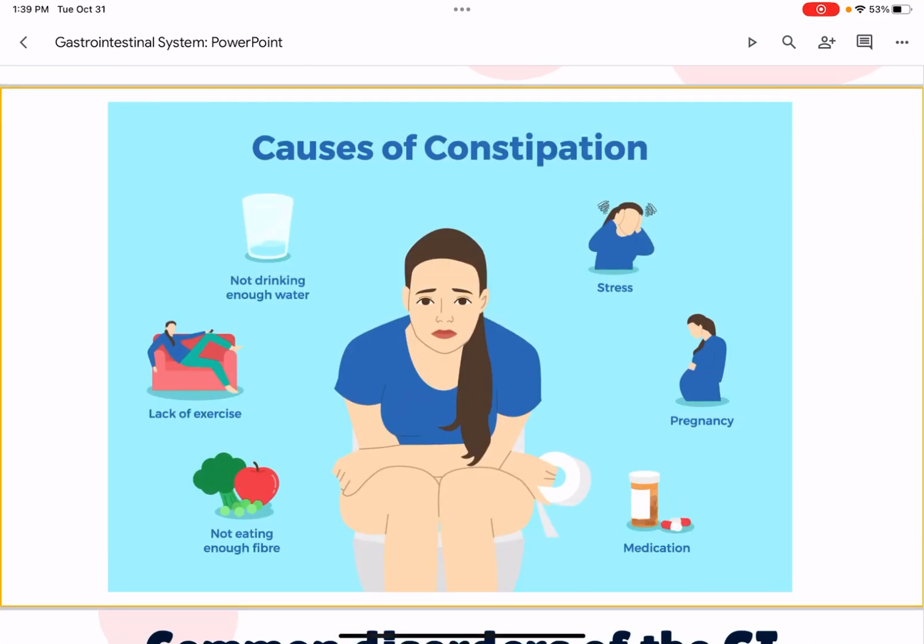This picture just shows some common causes of constipation. So we have stress, pregnancy, different medications, not eating enough fiber, lack of exercise, and not drinking enough water.